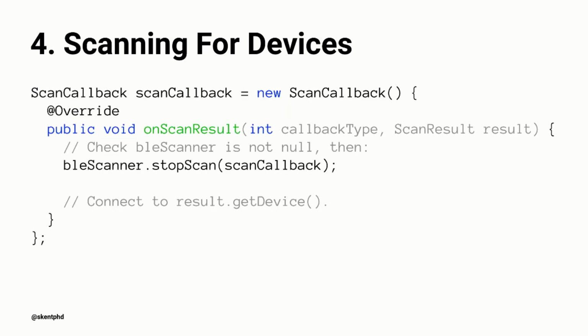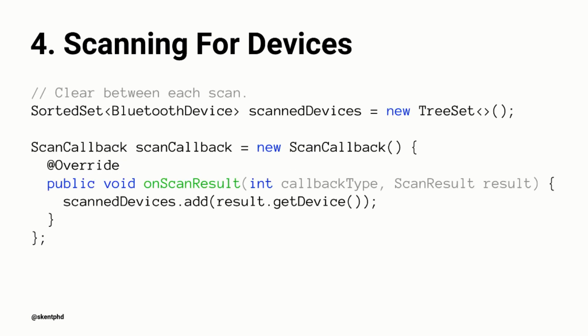So this is an example of what that callback might look like if you were just going to stop on the first result. You would just call stop scan as soon as you receive a result and then proceed on to the next step, which is connecting to the device.